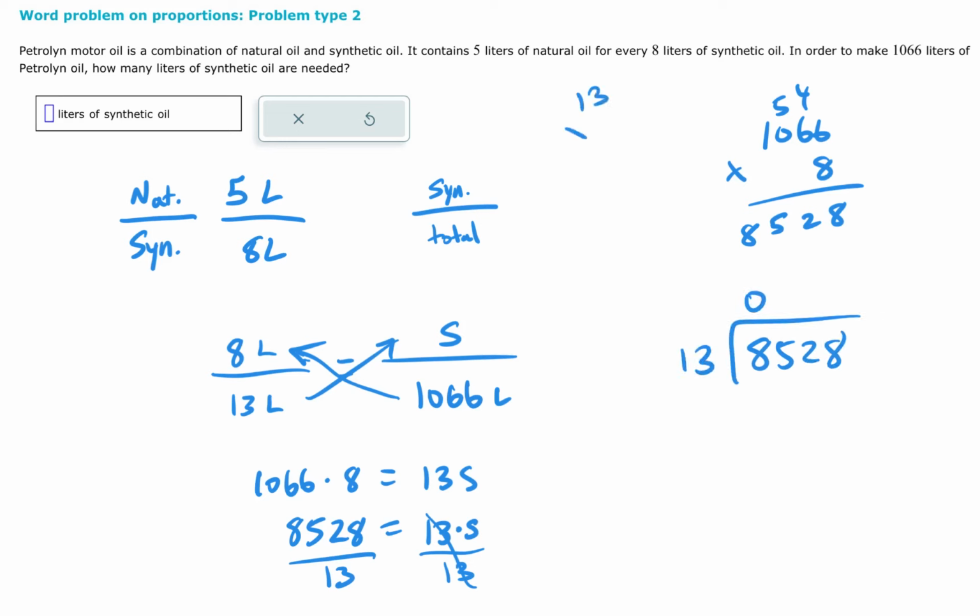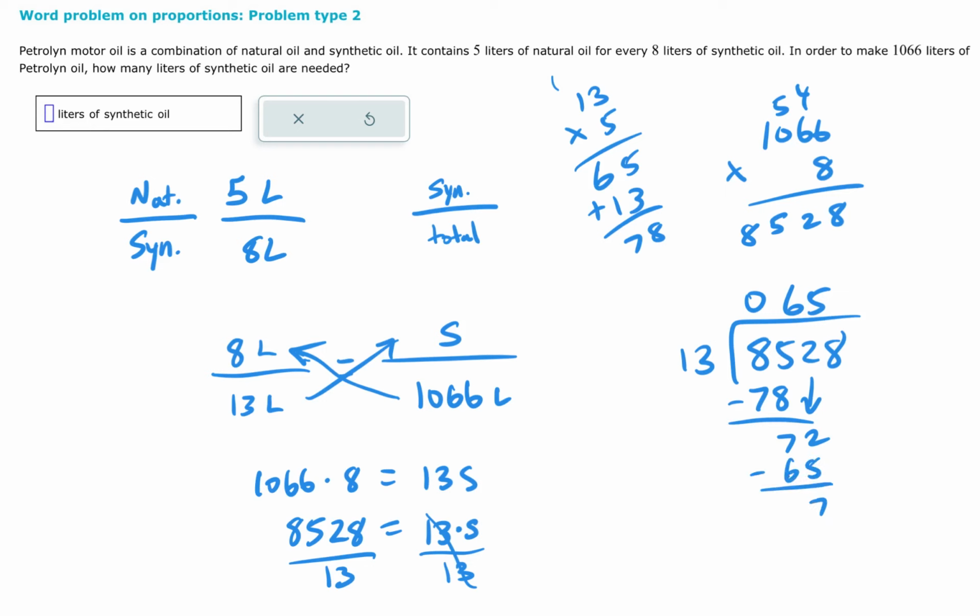I'm not sure, let's see, 5 times 13, that would be 65. Oh, that was too little. So if we add another 13, that would be 78. So let's see, that would be 6 times 78. So this is going to be 5 times 65. And then 6 times would be 78 again with no remainder. So we would need 656 liters of synthetic oil.